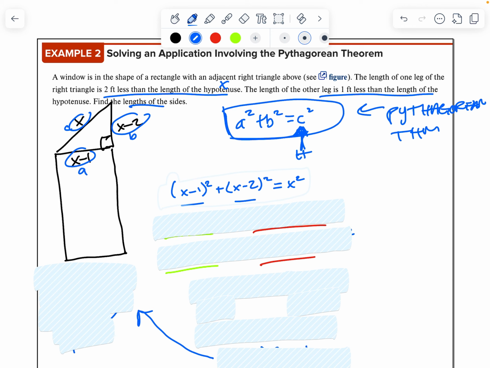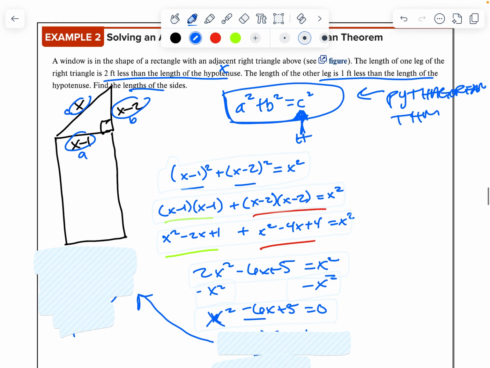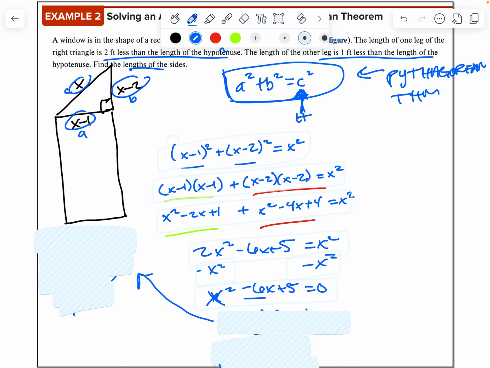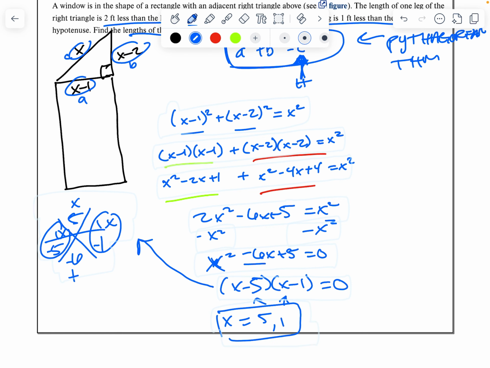Whenever I'm squaring a binomial like that, I prefer to write it out twice. It helps to look at it. You can distribute the x minus 1 to x minus 1, distribute the x minus 2 to the x minus 2. Again, combine like terms on the left. Subtract the x squared over to try and get it equal to 0. We could do star method to factor it because it has 3 terms. And then to solve it, x must be 5 and 1.